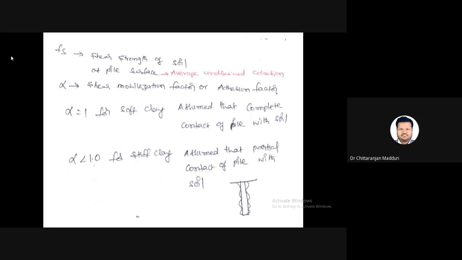For stiff clay, it is assumed that there is only partial contact of the pile with the soil. For stiff clay soils, there may be some gaps between the pile and soil, so there is no complete contact, and the adhesion factor is taken as less than 1. If it is stiff clay, the adhesion factor will be given in the problem. Suppose it is a soft clay, then it is a standard value: adhesion factor is equal to 1.